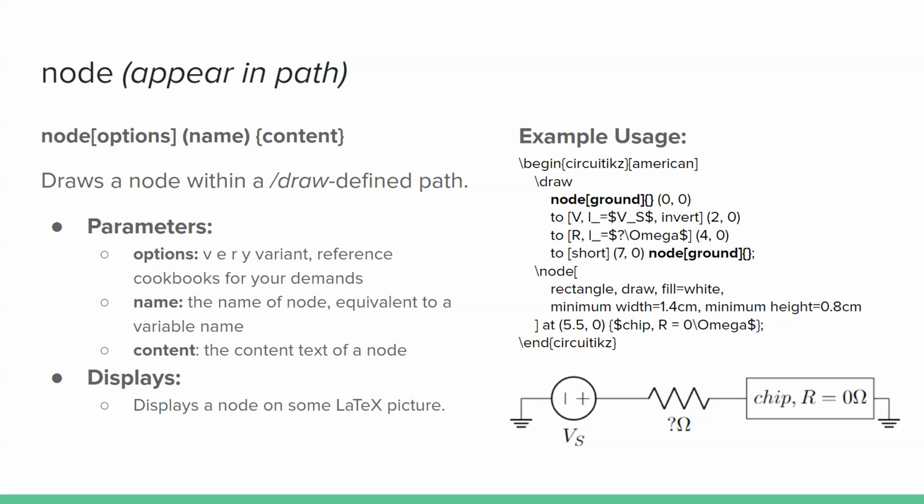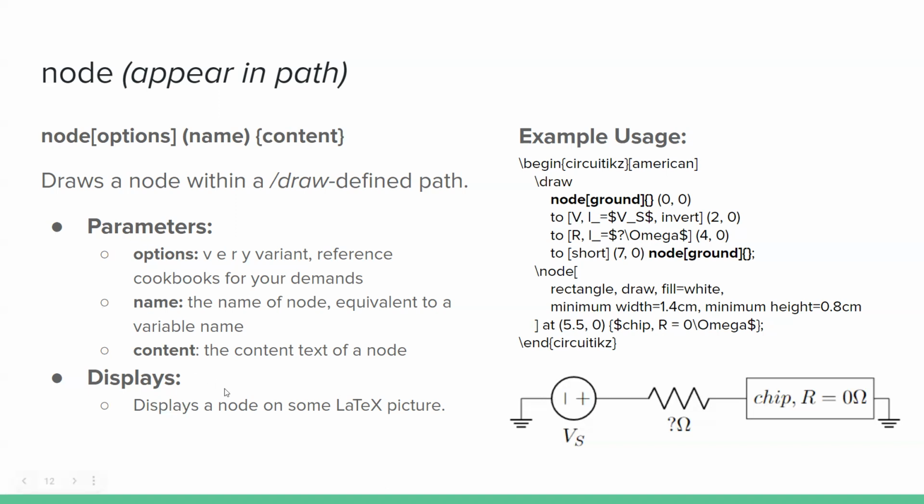Last but not least, we have a curly bracket surrounding content, which just stands for the content text of a node. If you do not wish to put any text in your node, please put an empty curly bracket or else LaTeX will scream at you. Okay, and this command will display a node according to the shape you put in.